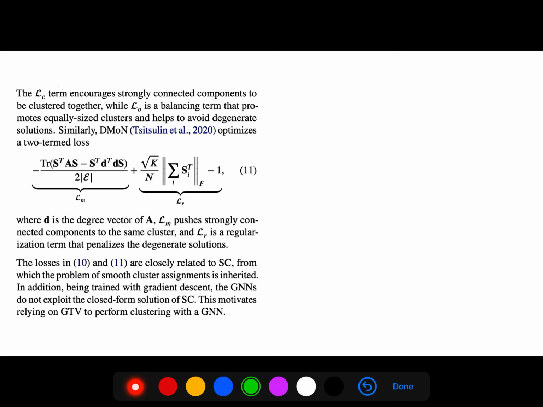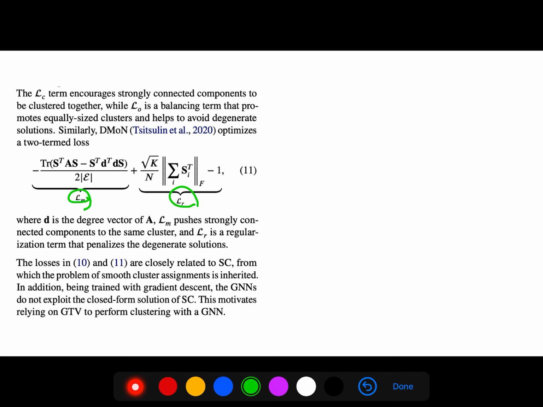Similarly, DMoN optimizes a two-term loss, where D is the degree vector. L sub m pushes strongly connected components to the same cluster, and L sub r, this one, is just a regularization term that penalizes the degenerate solution.